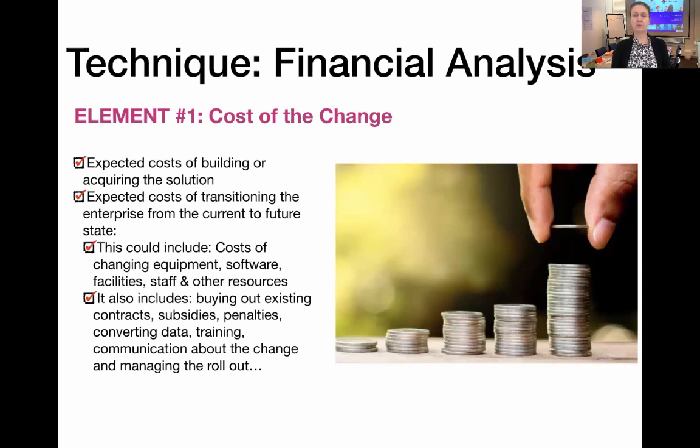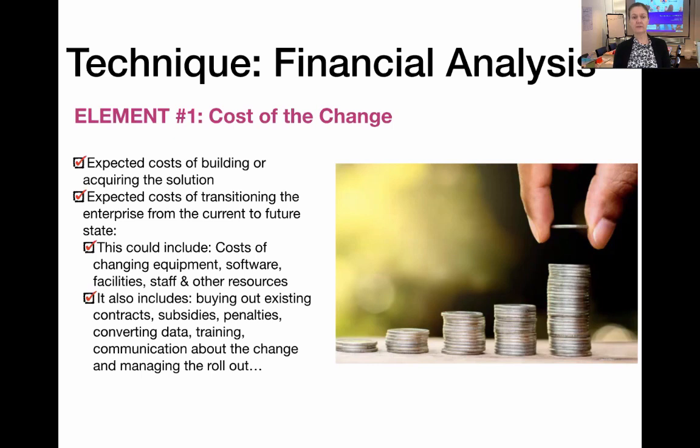So keep in mind, when we talk about the change here, it's about the solution we're planning to implement, or the initial initiative we're planning to embark on, or the transformation. So this is what the cost of the change looks like. This includes the expected cost of building or acquiring a new solution, the expected cost of transitioning the enterprise from the current state, so how things are today, to the future state. And this could include cost of changing the equipment, changing software, changing facilities, staff, or any other resource from the current state to the future state.